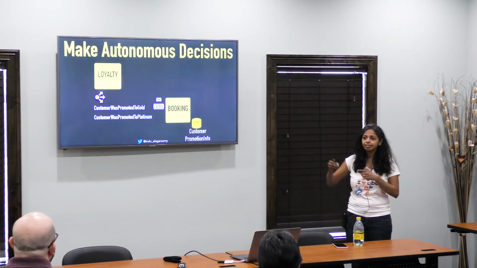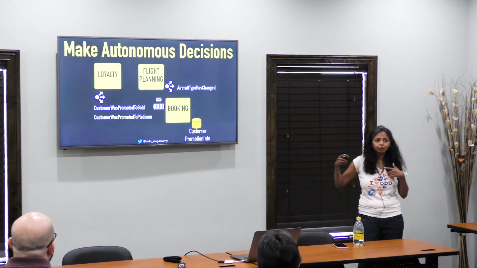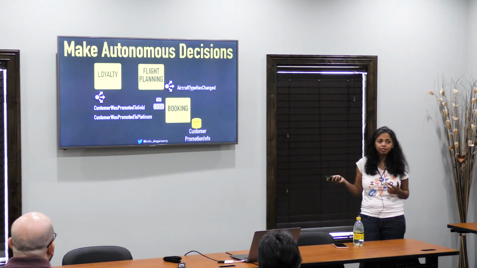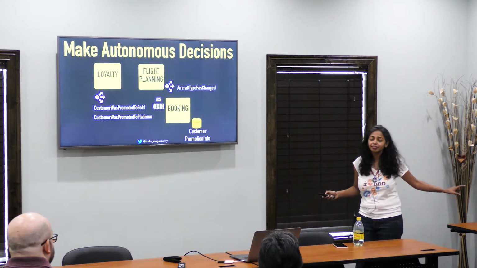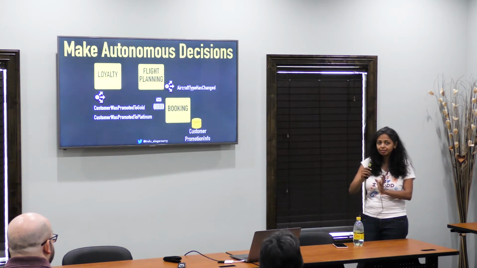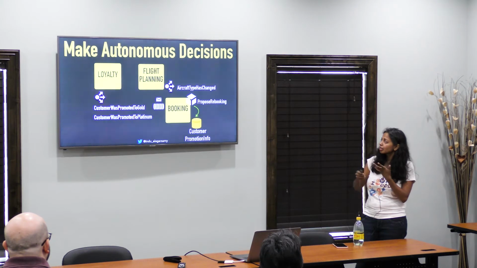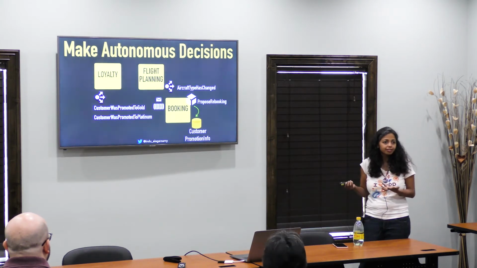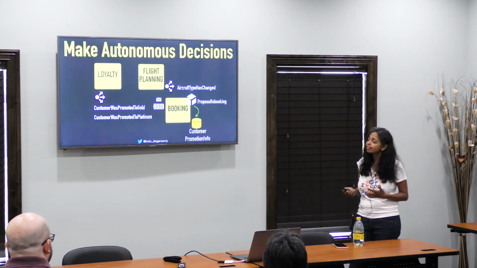Okay, customer X, the status. And now, when the flight planning context publishes this aircraft type is changed, booking does not have to go back to loyalty to get that information. Booking has its own store where it can just check and see what it needs to do. So it doesn't have to wait. It can take an autonomous decision based on the data it has.